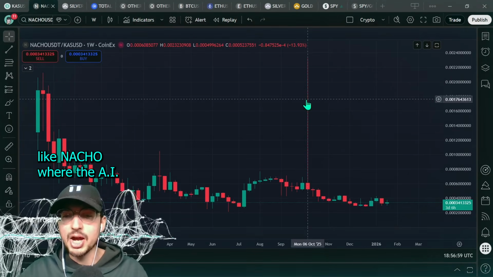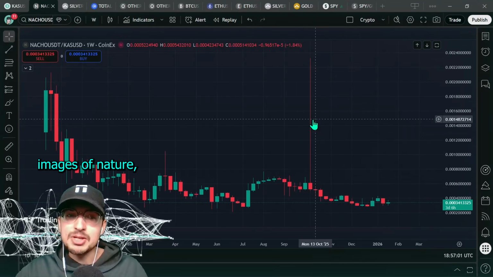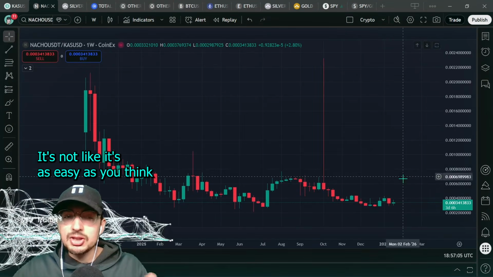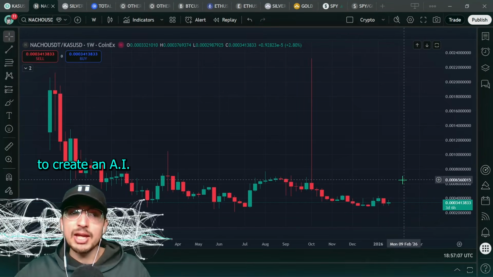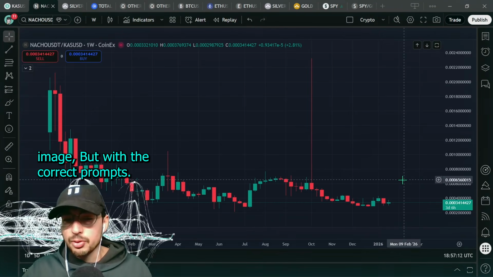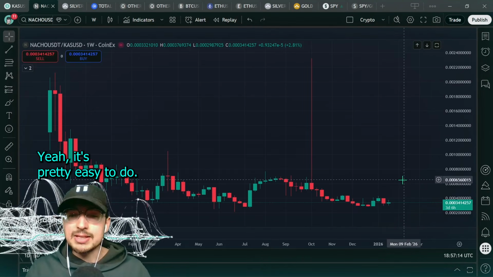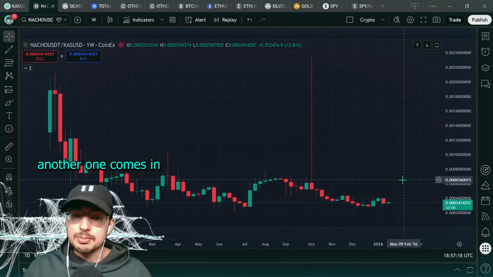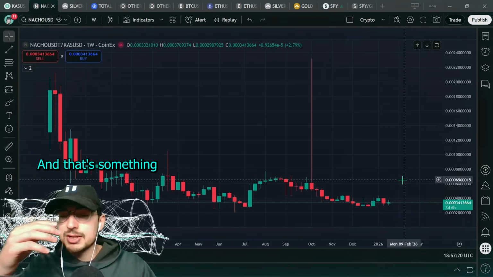And then you have something like Nacho, where the AI images of Nacho the Cat, anyone can do it. Okay, it's not as easy as you think to create an AI image, but with the correct prompts, with the right AI, it's pretty easy to do. And anyone can do it. So if one marketing person leaves, another one comes in and can continue running it. And that's something that's been happening.